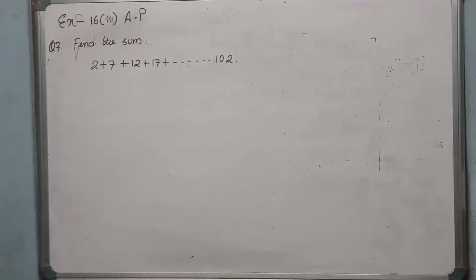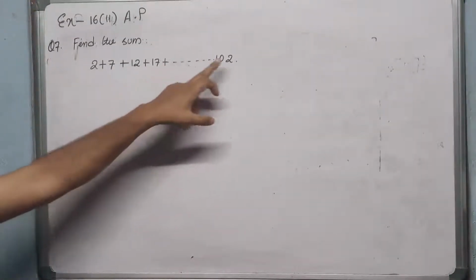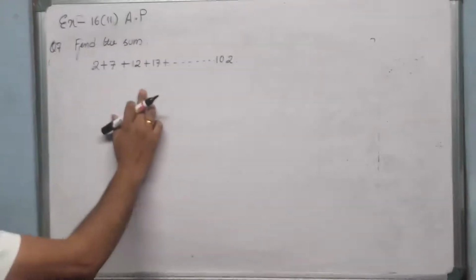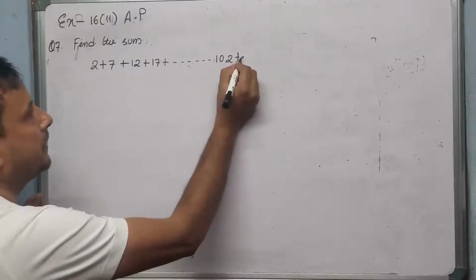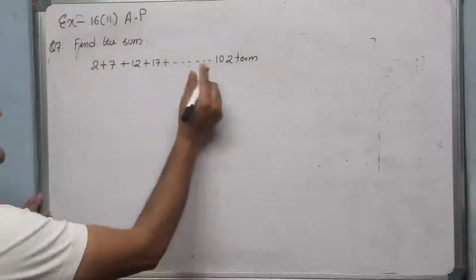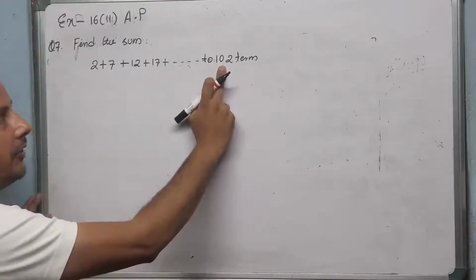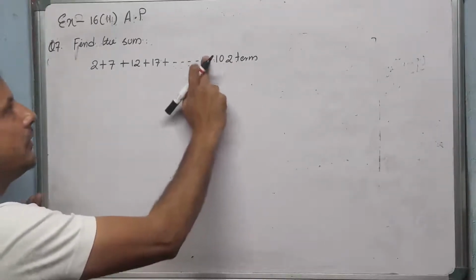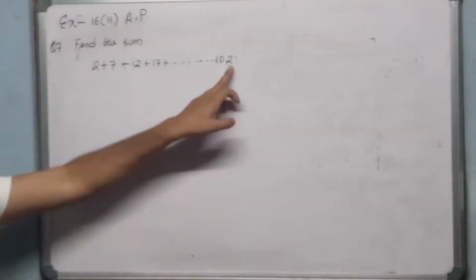Now the next question is also find the sum. You have to calculate the sum of the series 2, 7, 12, 17 up to 102. In this case it is a little bit different. If it is written up to 102 terms, the value of n is 102, but here it is not given that way. It is up to 102.